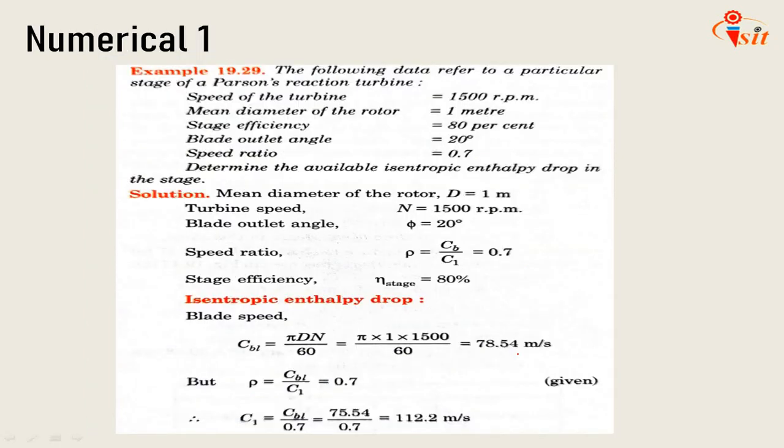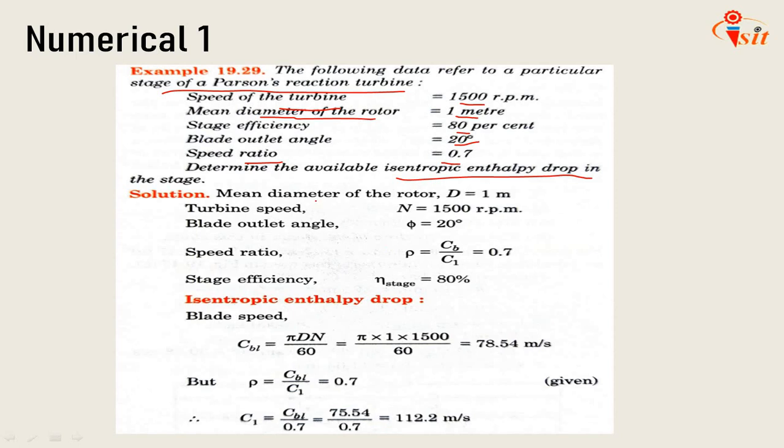Okay, we'll go with the numericals here. We'll solve two numericals. We'll go with the first. The first numerical is: the following data refers to a particular stage of a Parsons reaction turbine. Speed of turbine is given, that is 1500 rpm. Mean diameter of rotor is 1 meter. Stage efficiency is given as 80%. Blade outlet angle is 20 degrees. Speed ratio is 0.7. And we need to calculate the isentropic enthalpy drop in the stage.